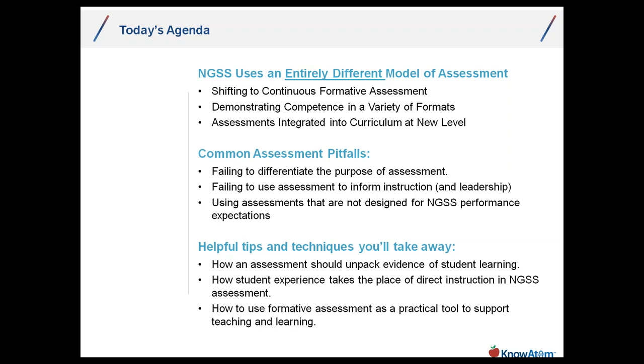But what I want to spend this time on is not just standardized assessment. I want to spend a lot of time thinking about classroom level assessment, because if you understand what next generation science standards are looking for, you can actually implement these assessments now in your class, and you're going to reap the benefits without waiting. And so I've broken down today's discussion into three key areas.